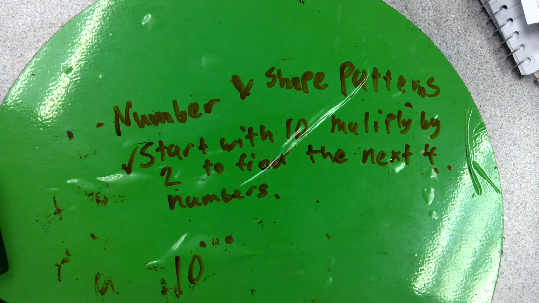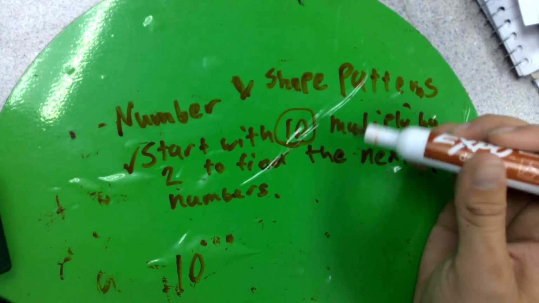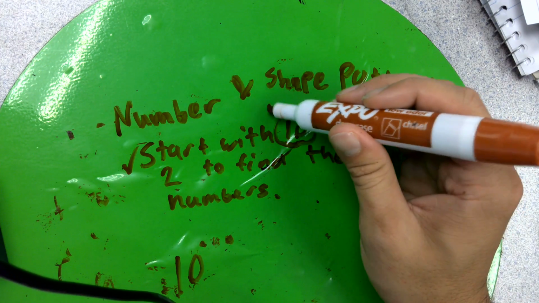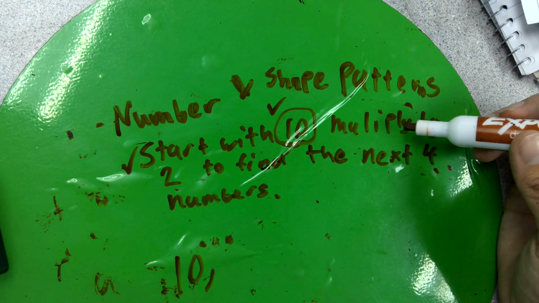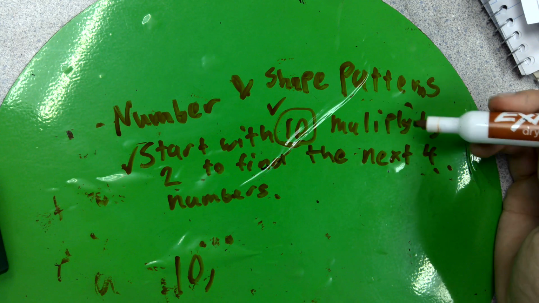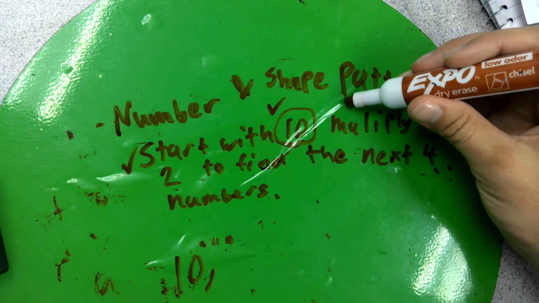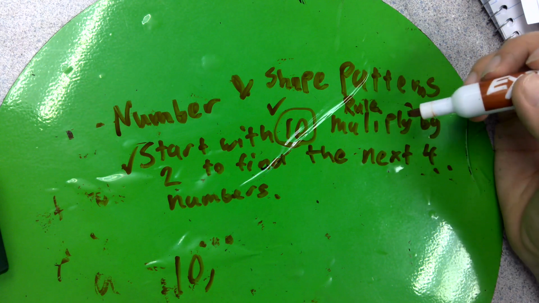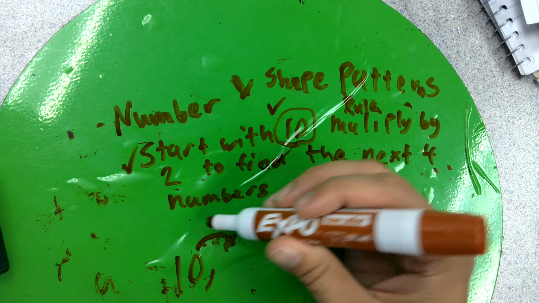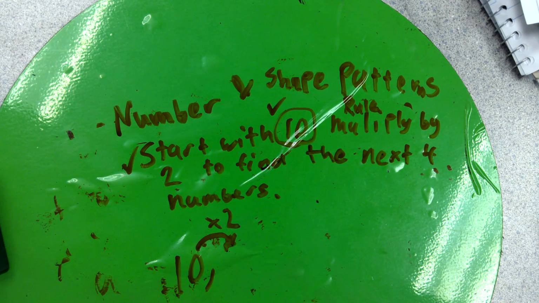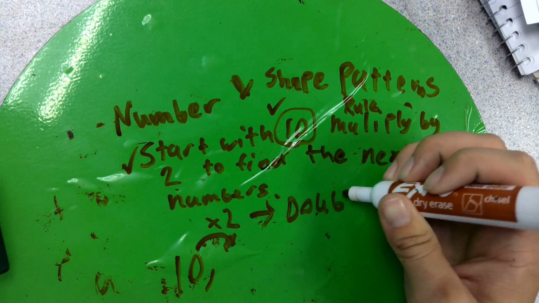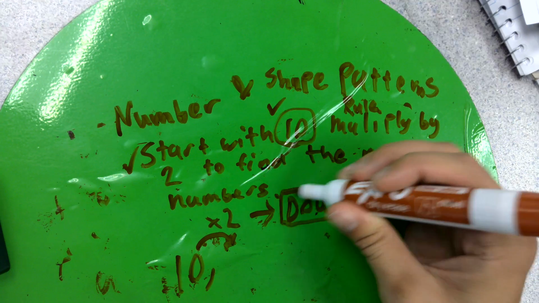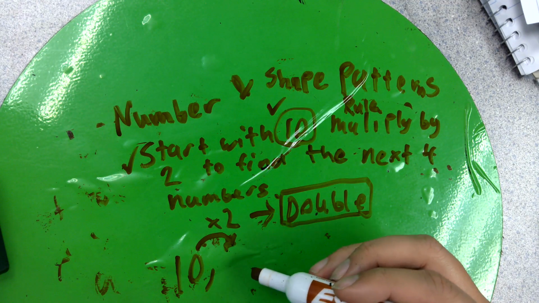I'm going to follow that exact rule. Check, done. So I like to annotate. See, I circle my numbers like I do in class, and I started with 10, so I'm going to make sure I check that off. And the rule says multiply by 2 to find the next 4 numbers. So this is my rule. So each time I'm multiplying by 2. Now, we also learned that multiplying by 2 can also be the word to double, right? So when you double, it's just you take your number and multiply by 2.